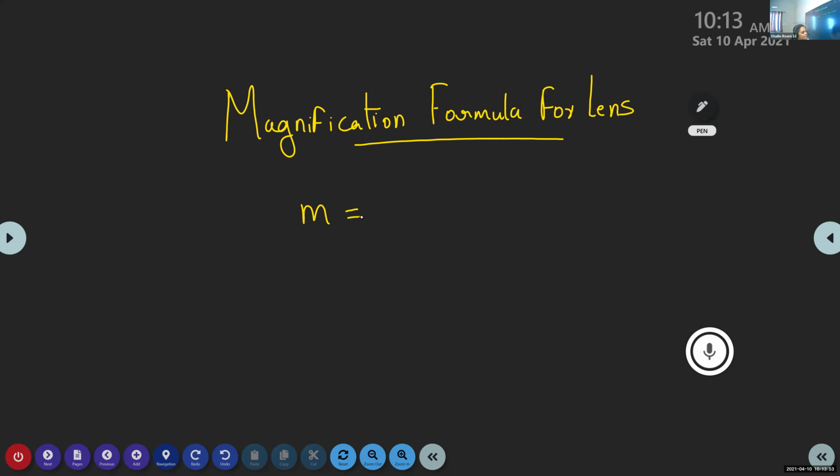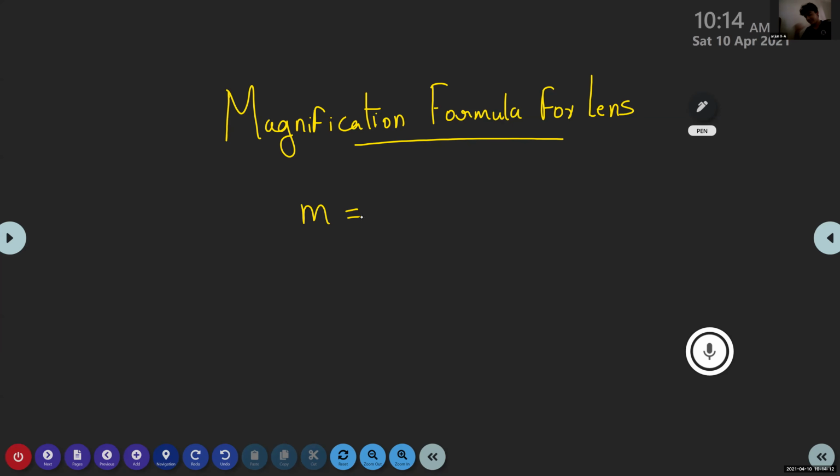Quickly turn over the pages. You didn't find it? Prajot, please help Arjun to say the answer. Minus V by U. Yes, minus V by U in the case of mirror.